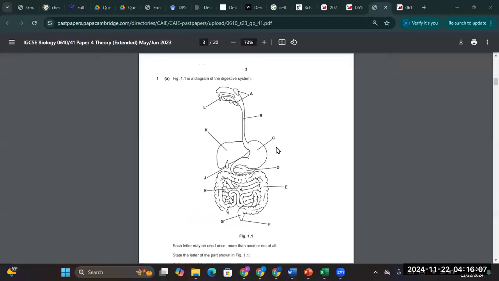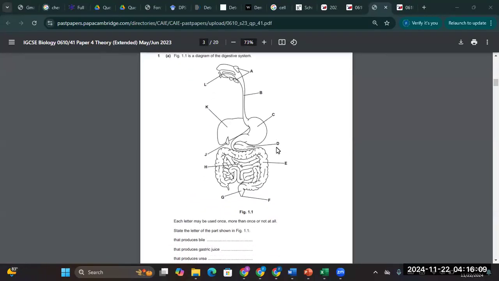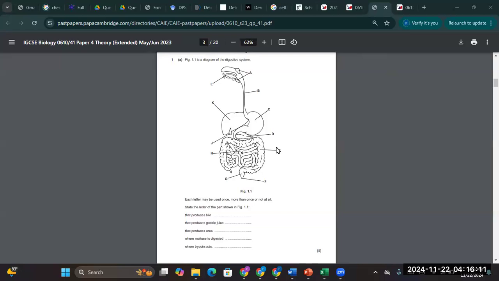Alright. Your question says figure 1.1 is a diagram of the digestive system. Each letter may be used once, more than once, or not at all. You have to give the letter of the part that is shown in figure 1.1.